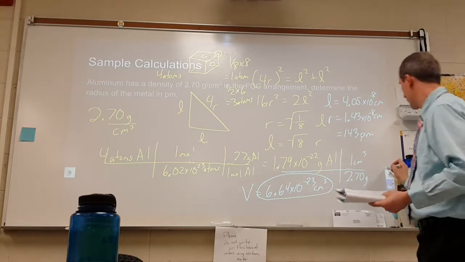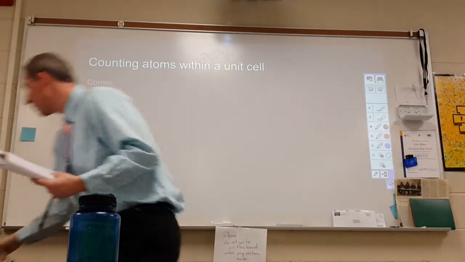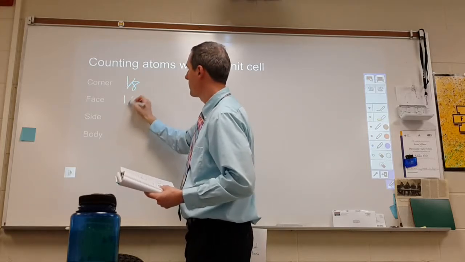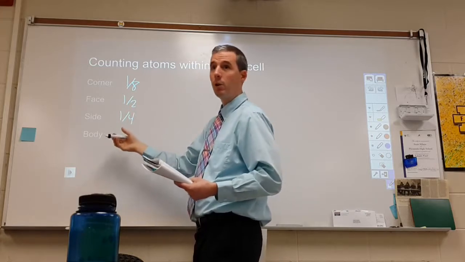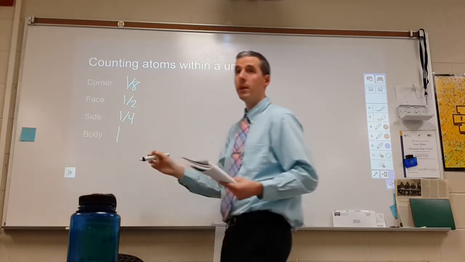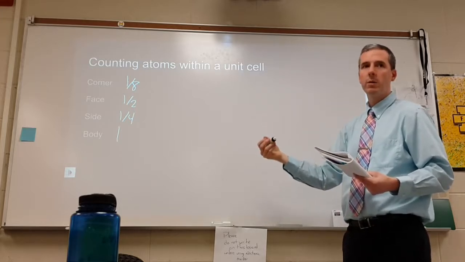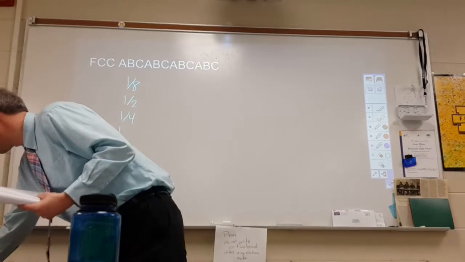Now, some summary information, and then I'll show you what the Chem Olympiad question was like. When you're counting atoms, a corner piece is worth 1/8 of an atom. A face is worth 1/2. A side is worth 1/4. And something internal to the cube is worth 1, because it's not shared. Sides are shared by 4 cubes. Faces are shared by 2. Okay? So a question that came up on one of them was this one.